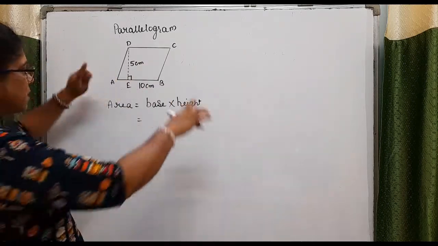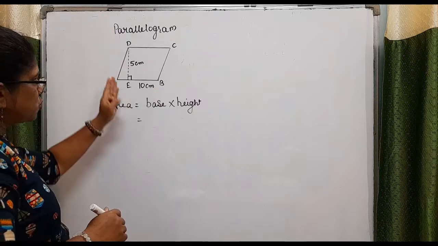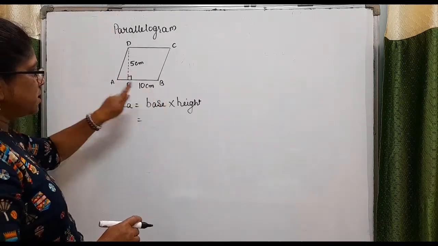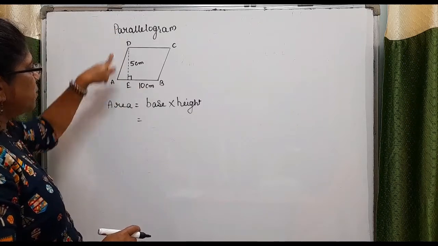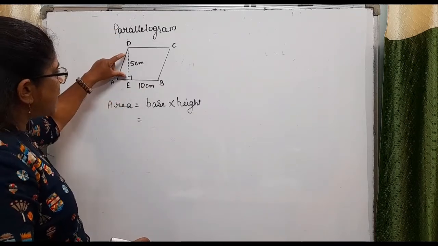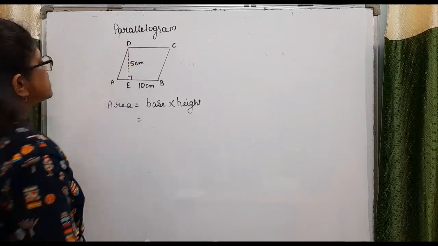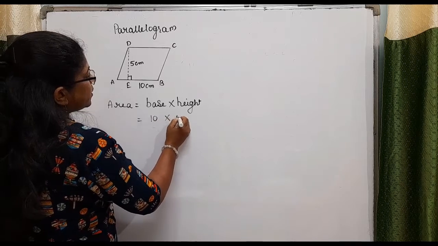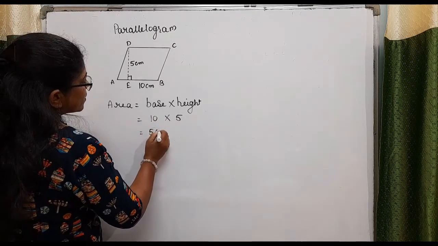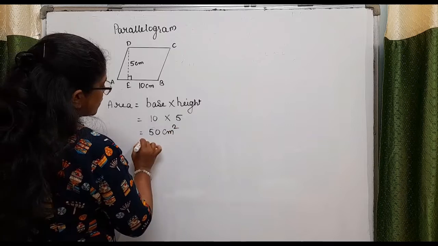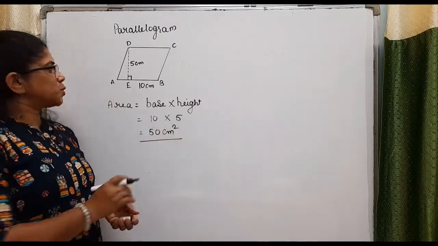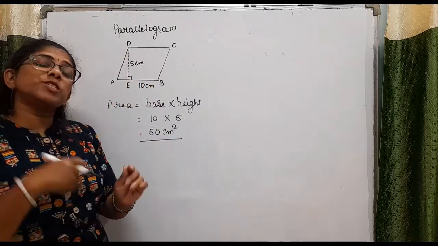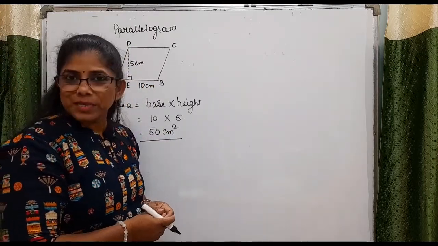So here what is the base? AB. And the perpendicular drawn to that base is the height of the parallelogram. So here AB is the base, that is 10 centimeters, and DE is perpendicular to AB, that is height, which is equal to 5 centimeters. So here area of this parallelogram is 10 into 5, that is 50 centimeters square. That's done. It's so easy. So now, without wasting time, let's move to our next figure, that is trapezium.